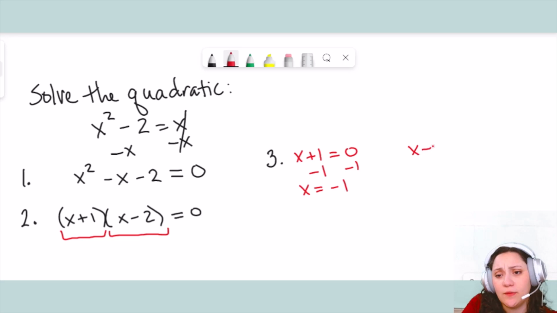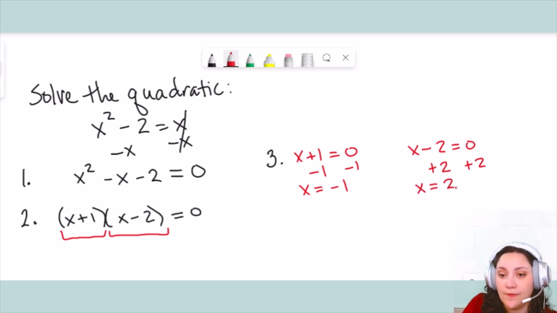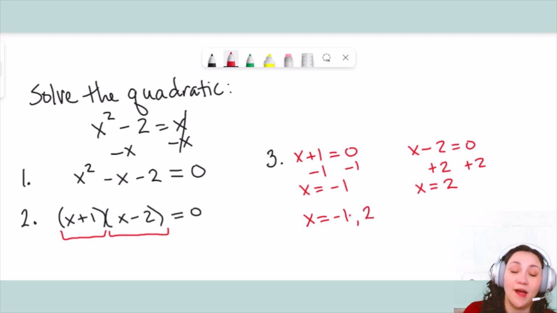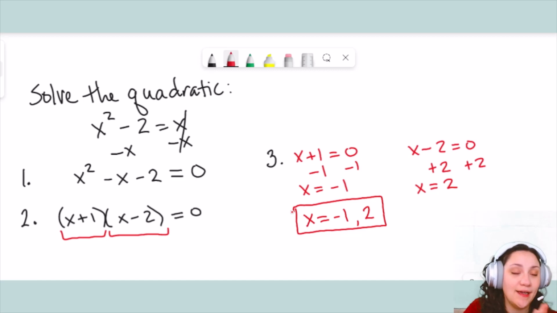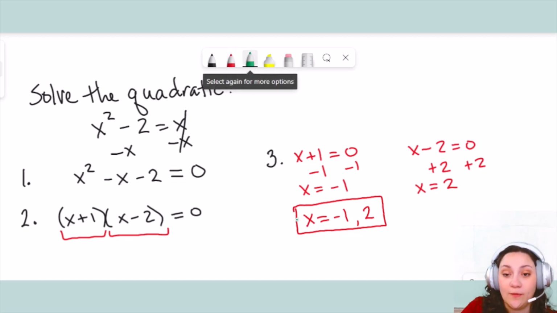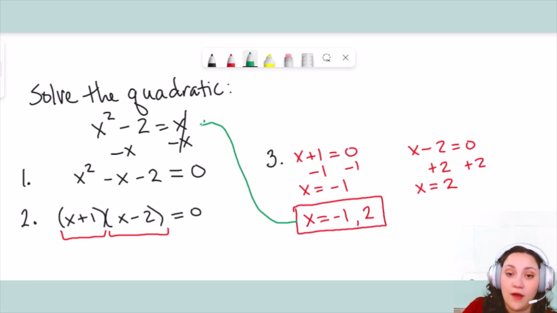What about x minus 2? What would make that equal to 0? Again, solving for x, x is equal to 2. So I have two solutions to this quadratic equation. x could be equal to negative 1, or it could be equal to 2. Either one of those, if I plug them in, would work. So that means I have two roots. And remember, anytime we're solving an equation, we can always plug in our answers to our original equation that we're given to check our work.